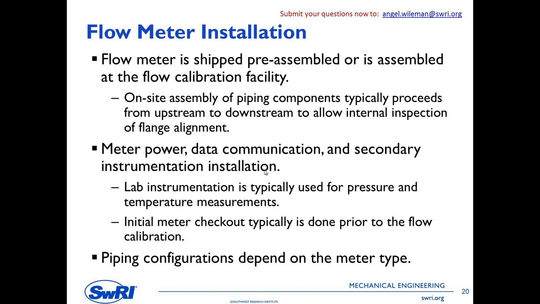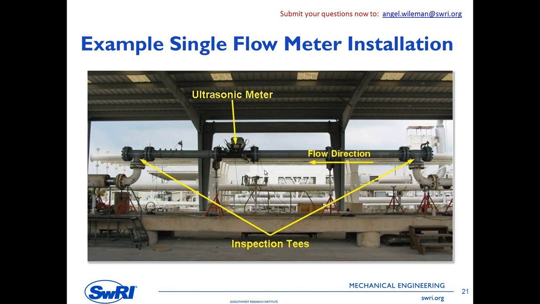The specific piping configurations really depend on the meter type. I'll give you a couple examples here before we start talking about actual calibration information. This is an ultrasonic flow meter. That's what the arrow says anyway. It's a multi-path meter. You can see the transducer sticking out. In this case, it's been installed with some clean-out tees that are used for inspection upstream of the meter.